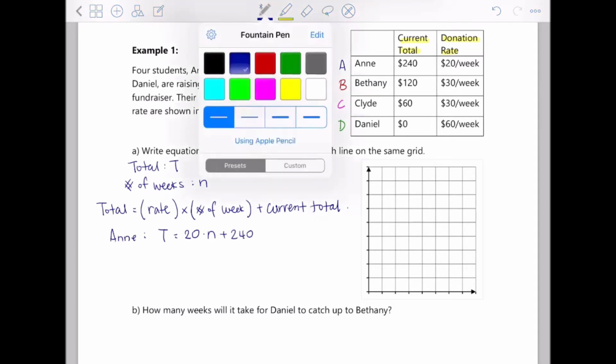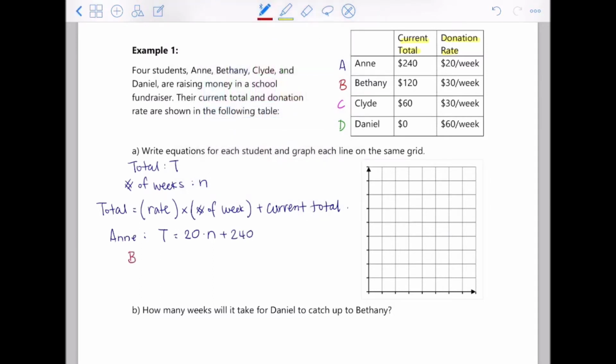All right, and then for Bethany, total equals, Bethany's rate is 30, 30 times N plus current total was 120. And then Clyde, total equals 30 times N plus 60. And lastly, Daniel, D, total equals 60 times N plus 0.